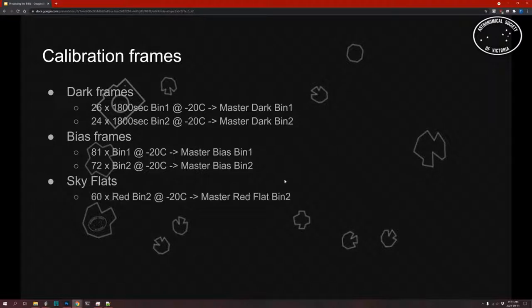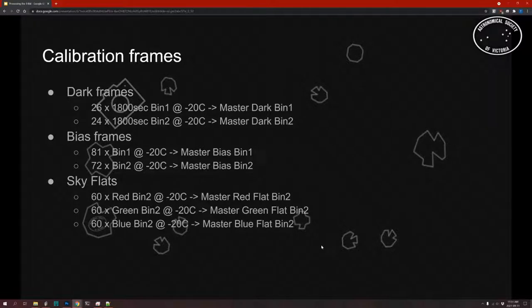And sky flats, there's 60 reds to make a bin two red master flat and a bin two green master flat and a bin two blue master flat, 60 of each of them. And 90 luminance flats. Now, why 60 and 90?